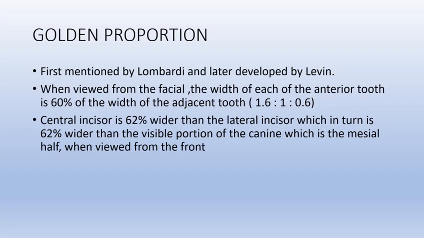Golden proportion, first mentioned by Lombardi and later developed by Levin. When viewed from the facial, the width of each anterior tooth is 60% of the width of the adjacent tooth, 1 to 0.6 to 0.36. The central incisor is 62% wider than the lateral incisor, which in turn is 62% wider than the visible portion of the canine, which is the mesial half, when viewed from the front.